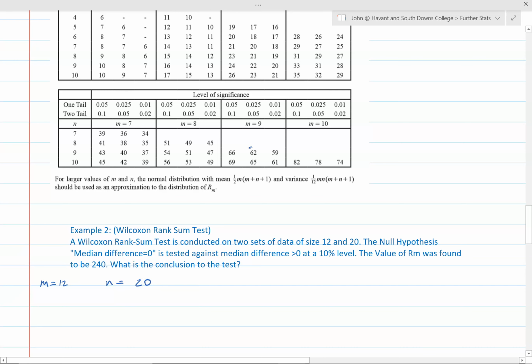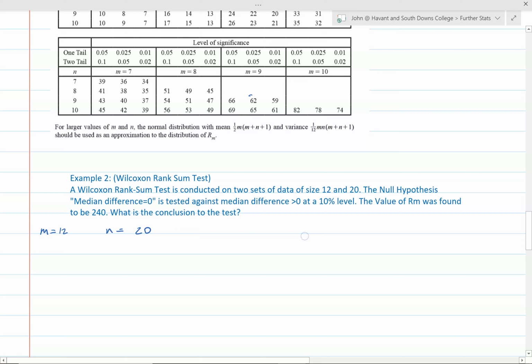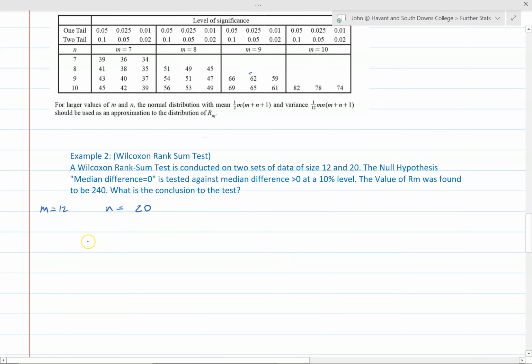Okay, this particular question hasn't asked us to set up the hypotheses, but I will do anyway. H0 is that the median difference equals 0, and H1 is that the median difference is more than 0.